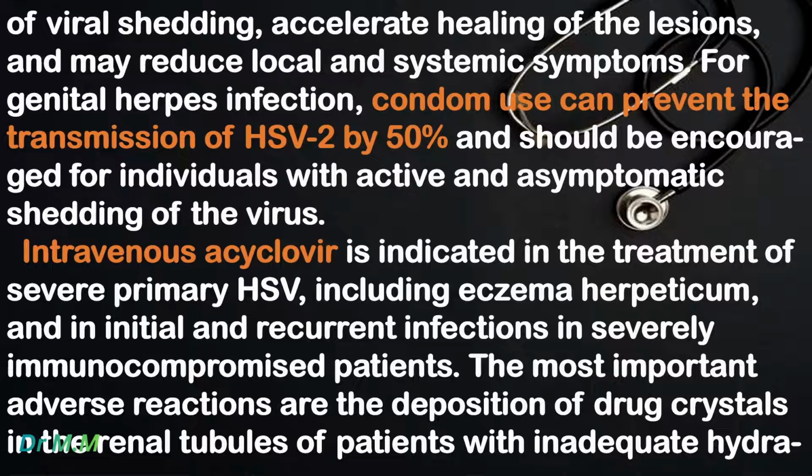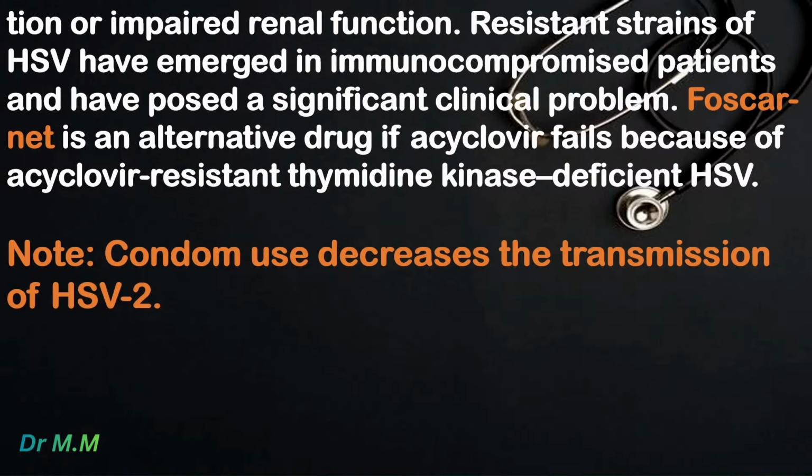For genital herpes infection, condom use can prevent the transmission of HSV-2 by 50% and should be encouraged for individuals with active and asymptomatic shedding of the virus. Intravenous acyclovir is indicated in the treatment of severe primary HSV, including eczema herpeticum, and in initial and recurrent infections in severely immunocompromised patients. The most important adverse reaction is the deposition of drug crystals in the renal tubules of patients with inadequate hydration or impaired renal function.